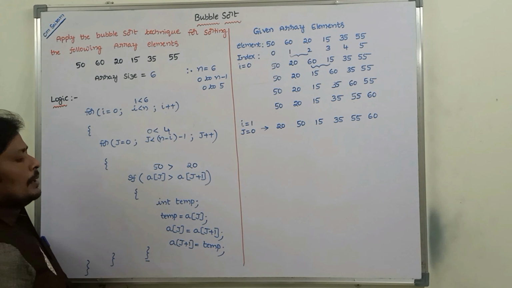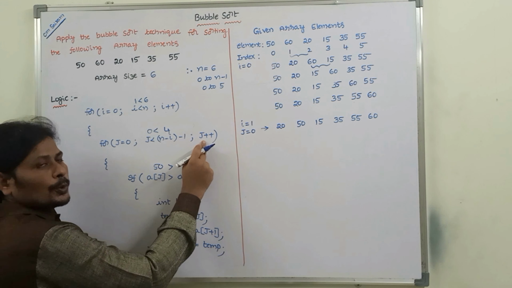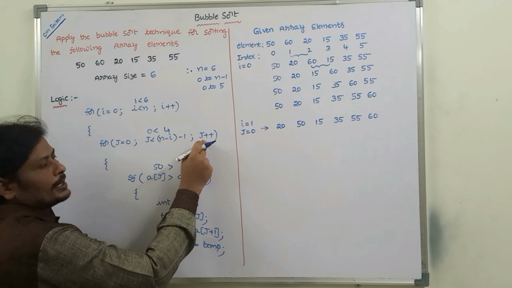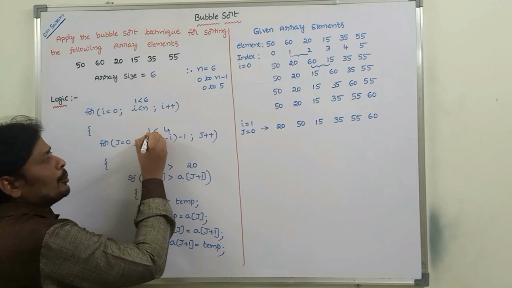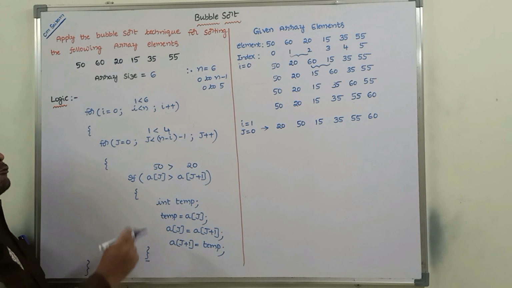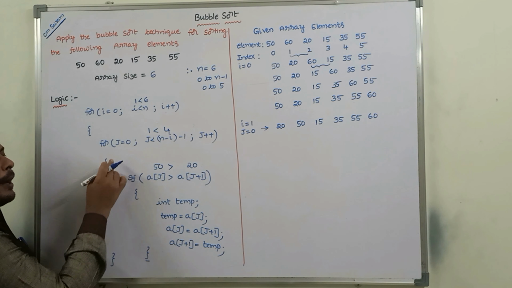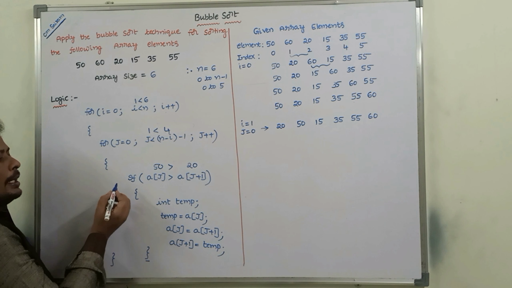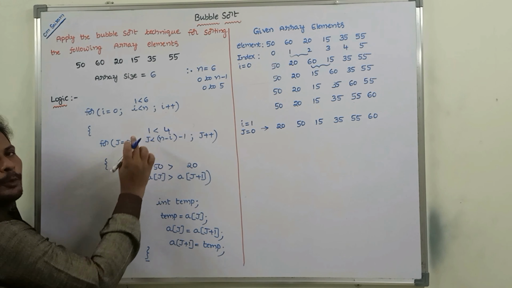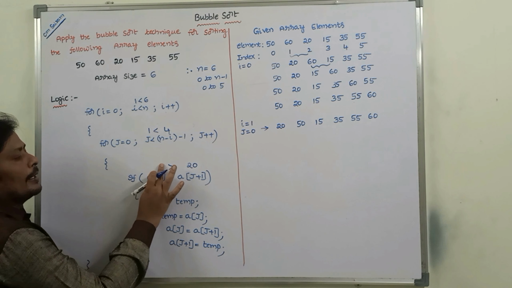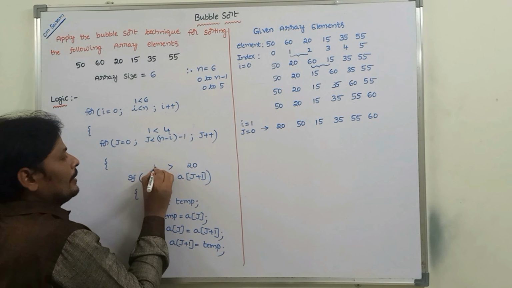Now, after executing the if block, again control goes to the inner for loop, that is this for loop. j value is incremented. Now j value becomes 1. 1 less than 4. Condition true. The control goes to the body of the inner for loop. Here if statement is there, A of j. Now j value is 1. A of 1. A of 1 means here this one 50.